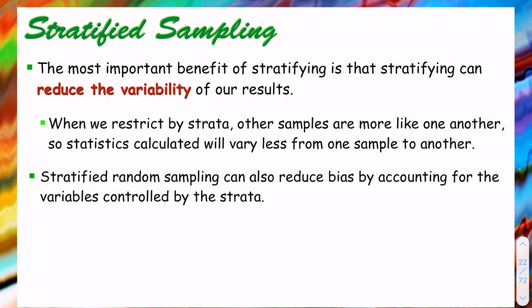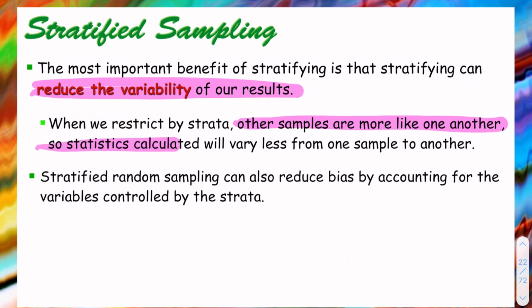So the most important benefit of stratifying is that stratifying can reduce the variability of our results. When we restrict by strata, other samples are more like one another. So statistics calculated will vary less from one sample to another. Stratified random sampling can also reduce bias by accounting for the variables controlled by the strata.